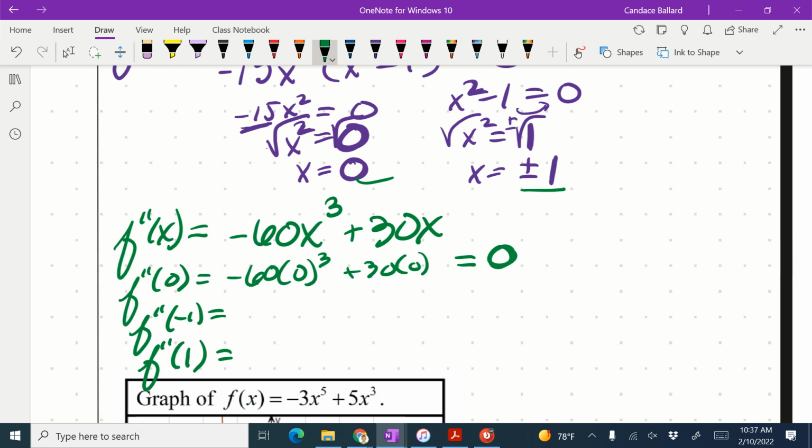You plug them in. I'm not going to worry about maxes and mins yet. Just do the plugging in part. You should be able to do that.